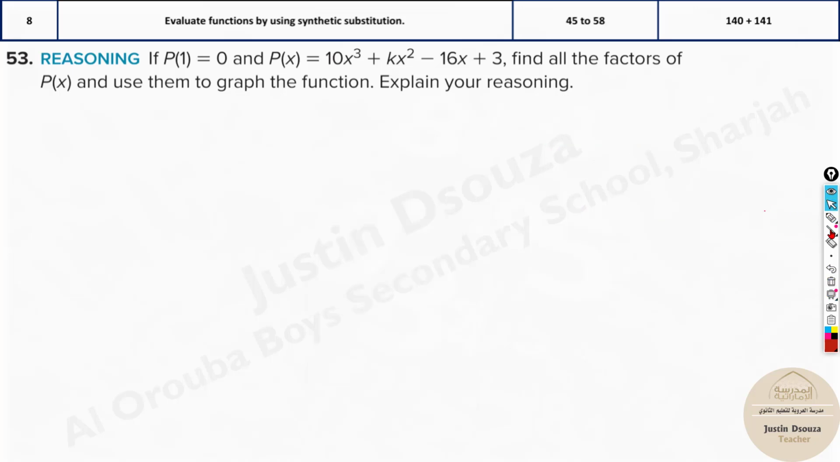So here what you can do is, we have to do synthetic division itself. 10, k, minus 16, 3. Over here we have x value is 1. We will start, this goes down, it will be 10 times 1 is again 10 over here. Over here add them up, it will be k plus 10 and again multiplied by 1, it will be k plus 10 itself over here. Add minus 16, so it will be k minus 6 over here, and then what will happen, multiply over here, you will get k minus 6.